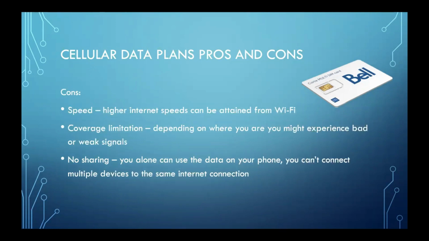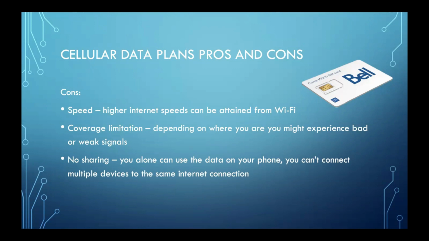The cons: the speed. Though you can get LTE and really high internet speeds for a cellular data plan, higher speeds can be attained from Wi-Fi. So Wi-Fi is generally faster than a cellular data plan, though those speeds are becoming more and more competitive, and you can still probably get high enough speeds for a lot of the things you would be doing. But if you're downloading a lot of stuff, uploading a lot of stuff, a cellular data plan might just not cut it as well.